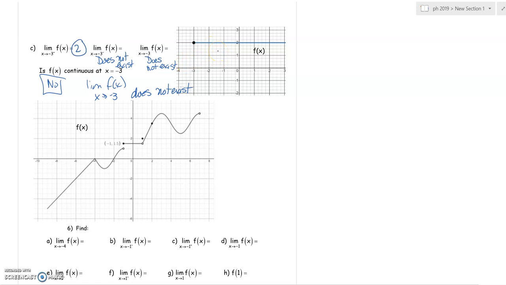And f of x is not continuous at x equals -3 because in order to be continuous at a point, the right-hand limit has to exist, the left-hand limit has to exist, and they have to be the same value, and that value has to be the same as f of that point. So notice this is definitely not continuous.